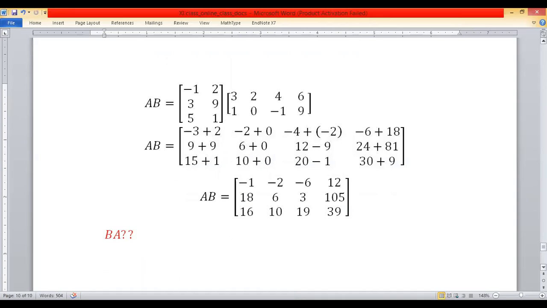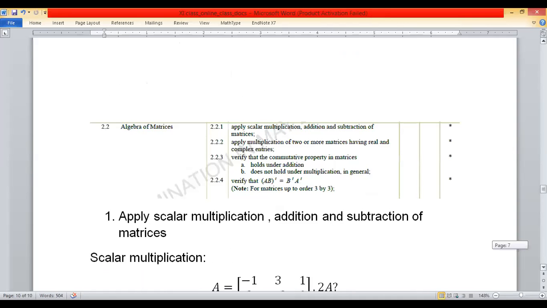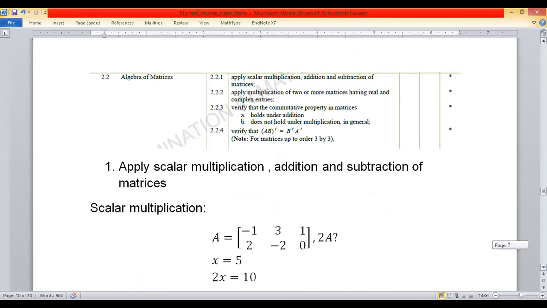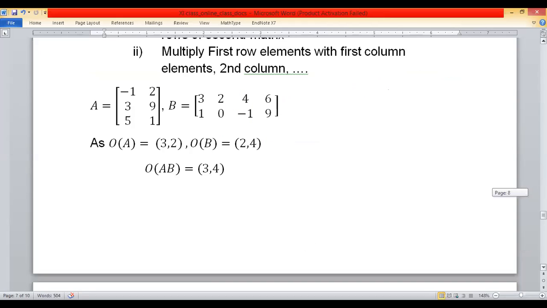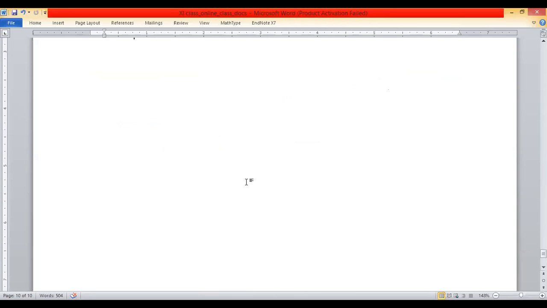Okay. After that, we have number 4. Verify that the transpose law is satisfied, that the transpose of AB is the reverse order, B transpose A transpose, and you can take up to order 3 by 3. So now you can verify. So number 4.